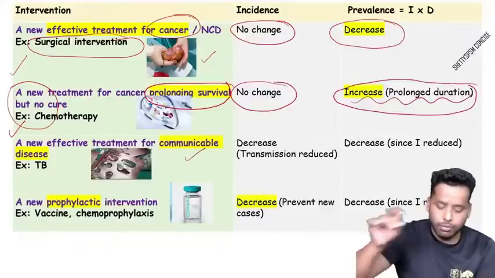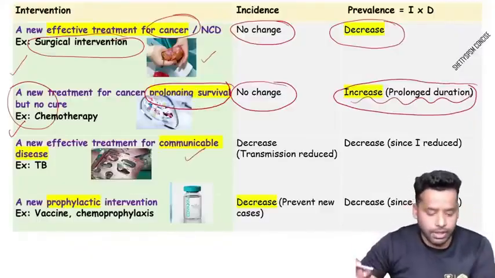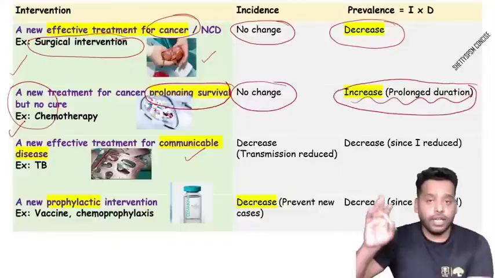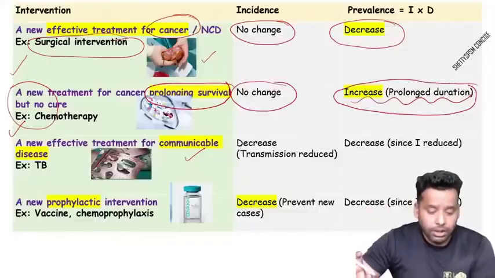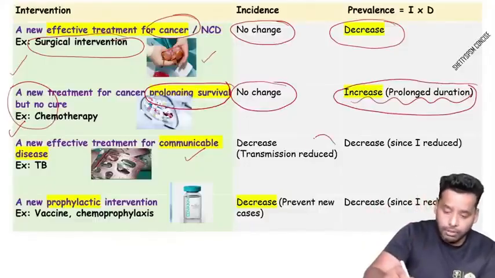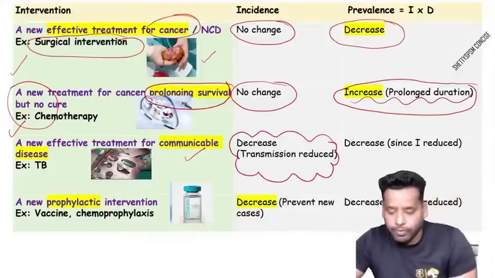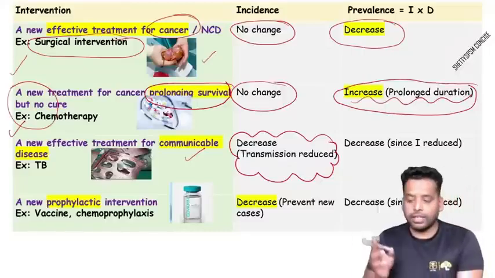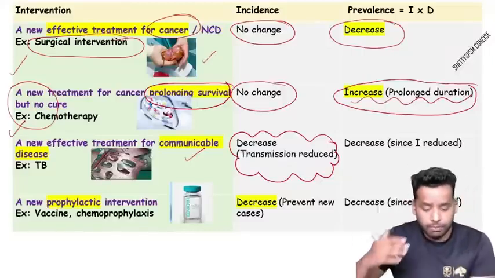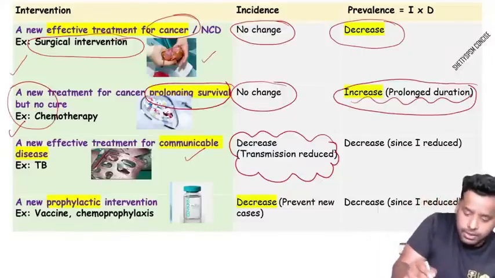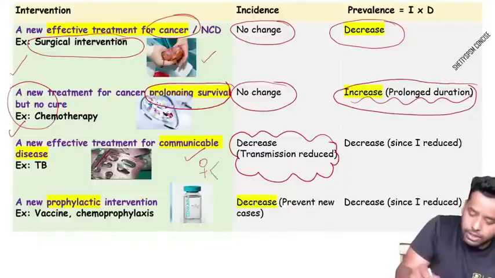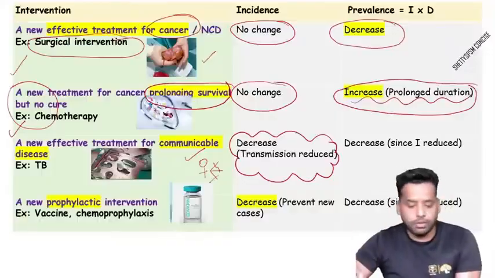Underline this word. Communicable disease. TB patient is getting cure. Transmission is reduced. Tell me yes or no. TB patient you are treating. Yes, very important. Transmission, contacts, risk of getting disease in the contacts will be lesser. Tell me yes or no. You are reducing the transmission.